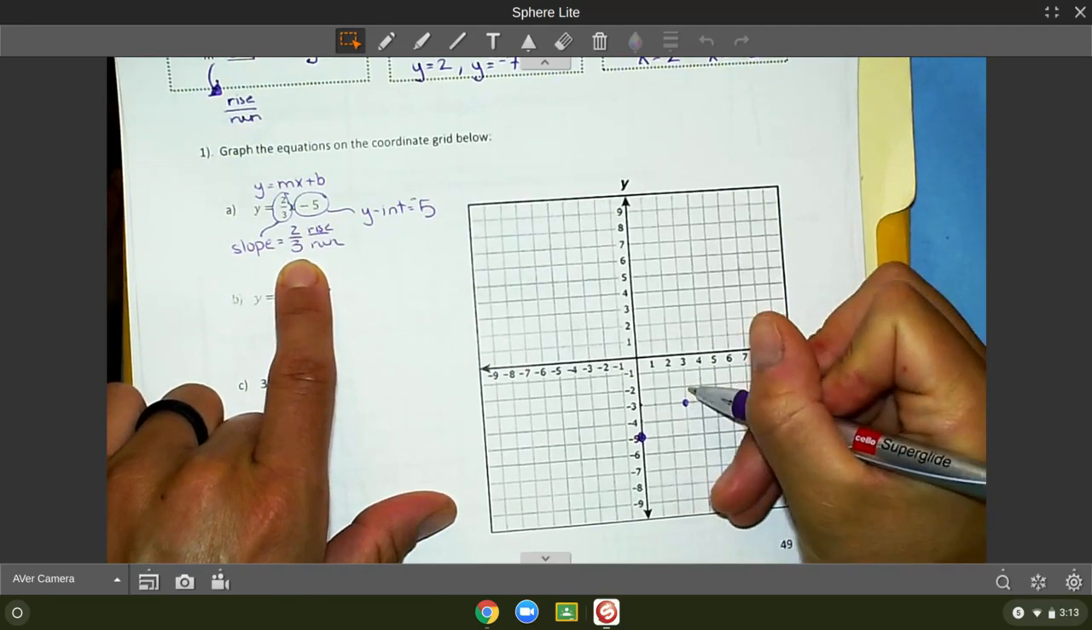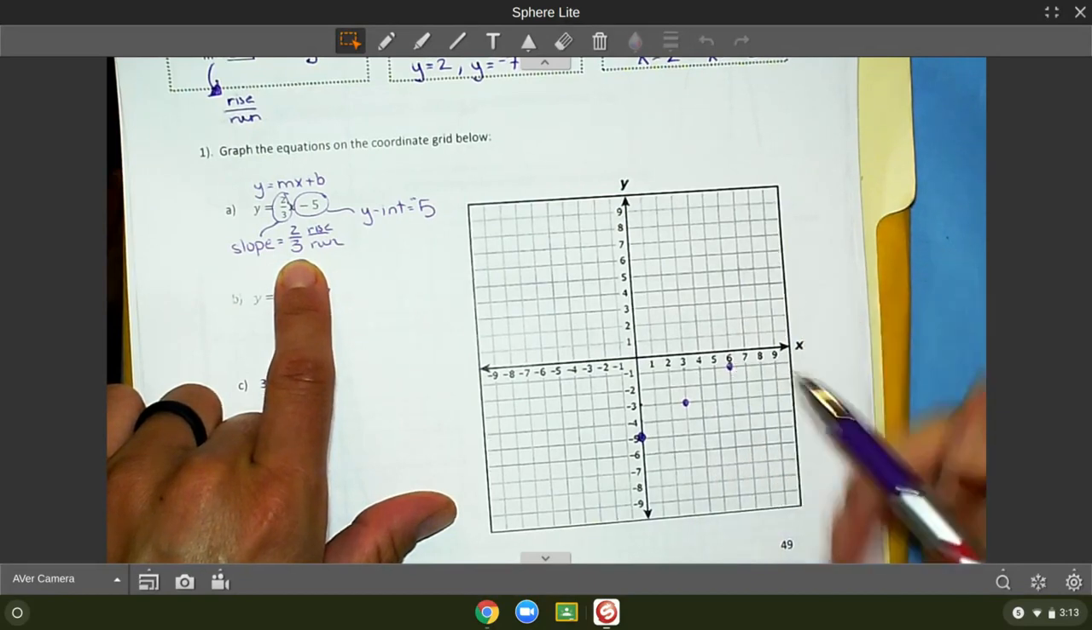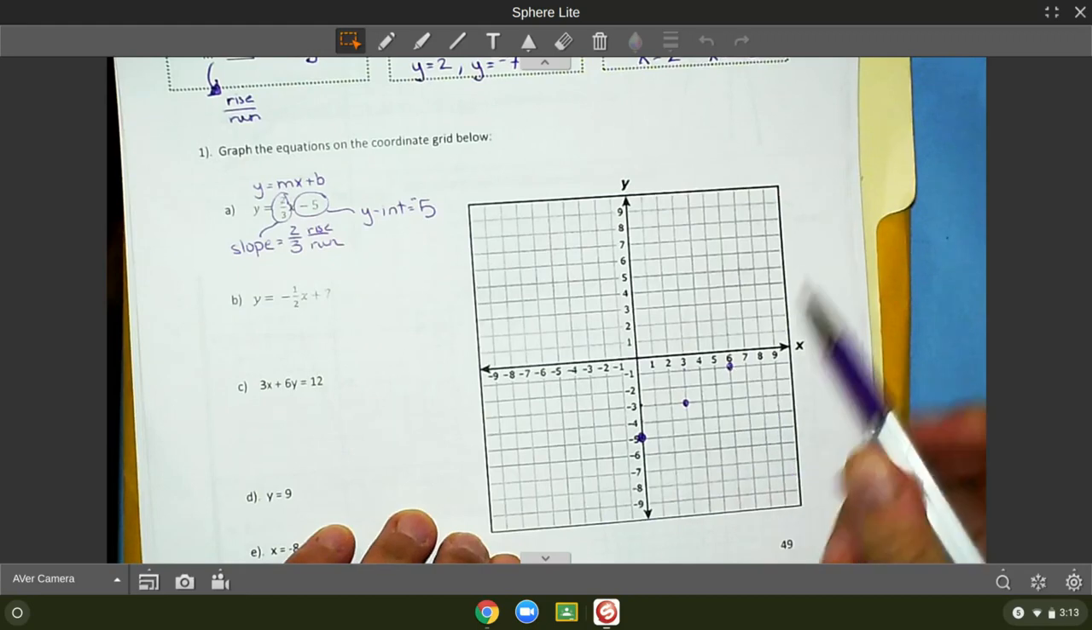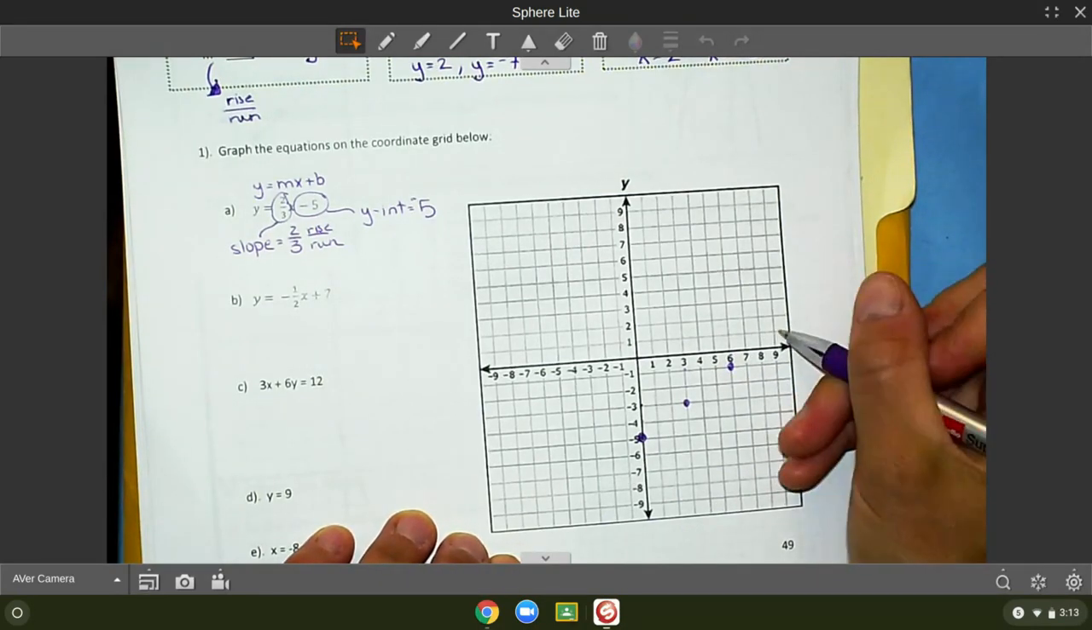And then we go up 2 spaces and then over 3 spaces. And you always want to be right where the grid spaces intersect. So you're always kind of at the vertex of those coordinate grids. So then up 2, over 1, 2, 3.